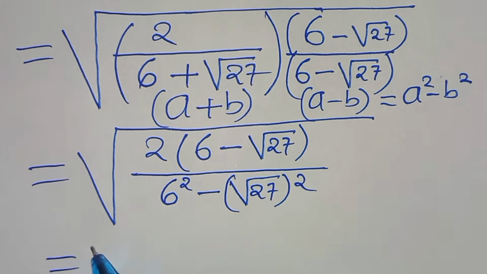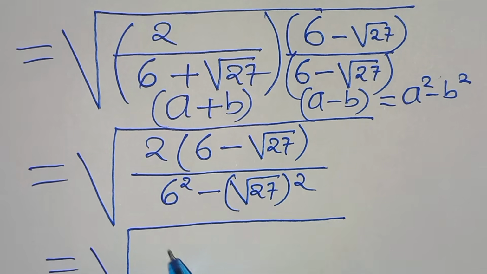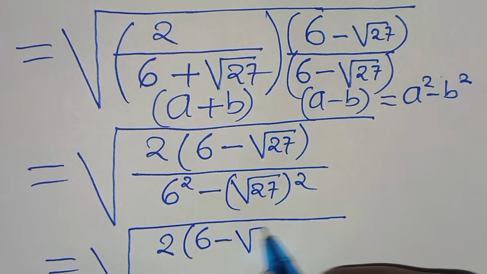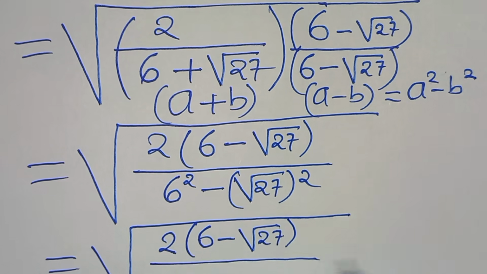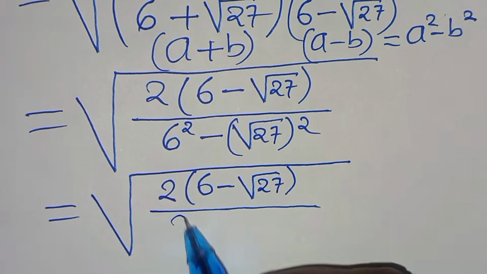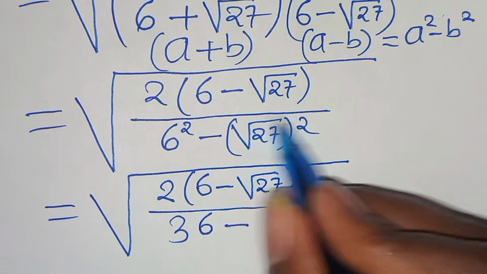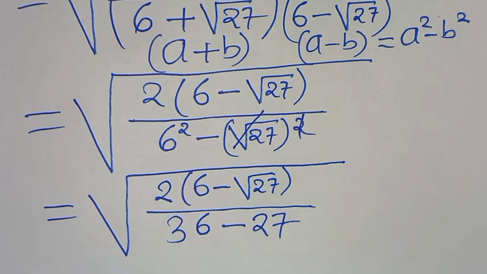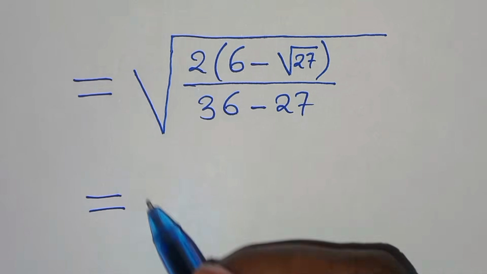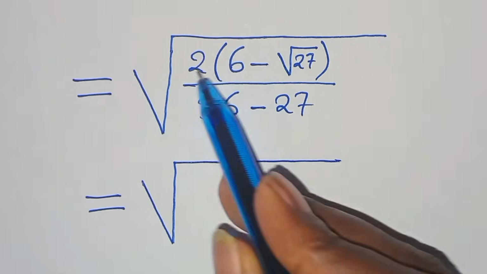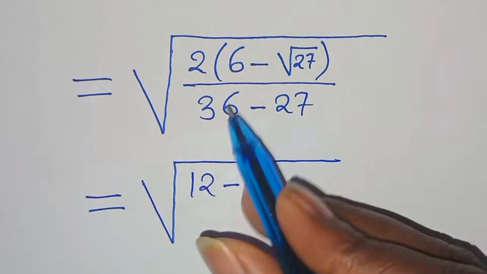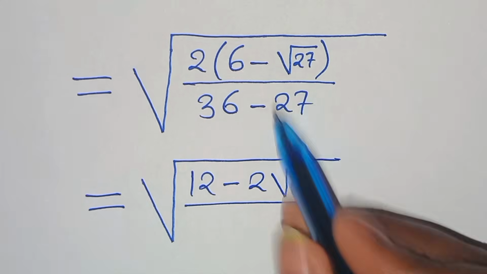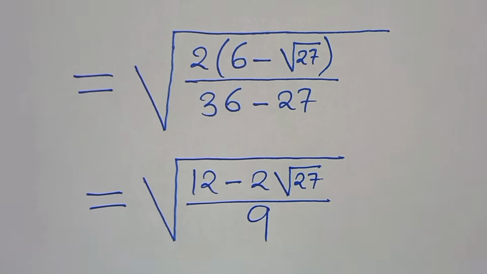Now, the next step here, we have the square root of 2 multiplied by, now here we have 6 minus square root of 27 divided by 6 squared, this is 36, minus square root of 27 squared, this means we eliminate the square root sign, so this is minus 27. Now here we have the square root of, this is 6 times 2, this is 12, minus 2 multiplied by square root of 27 divided by 36 minus 27, this is the same thing as 9.